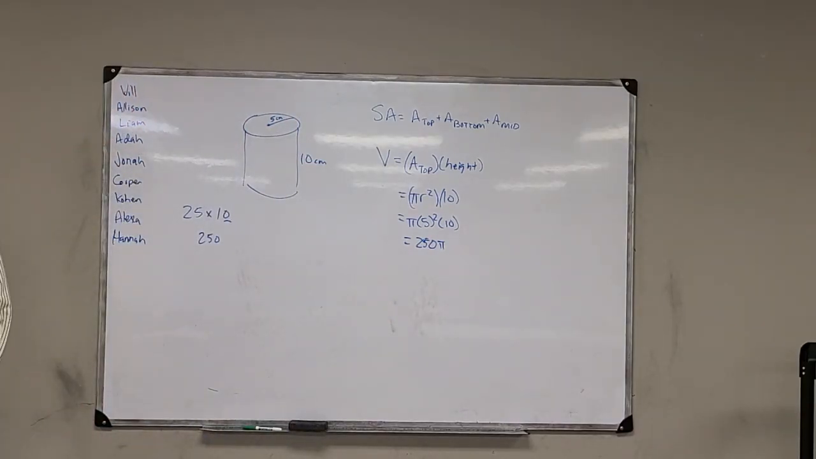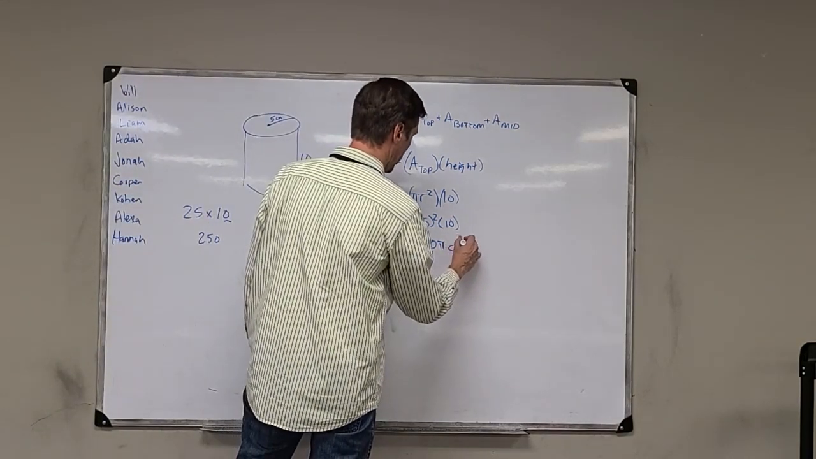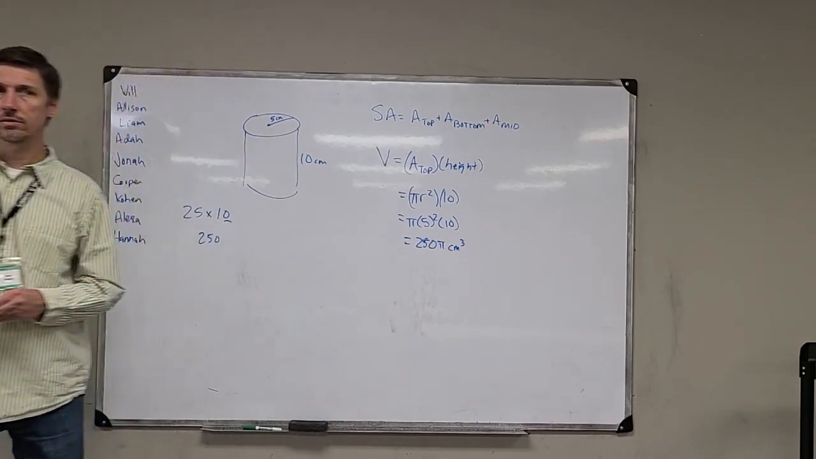250 pi, what would my units be in this case? Anybody know what volume units look like? They're cubed, right? So volume will always be cubed. Whatever our original units were, it'll be that unit cubed. Okay?